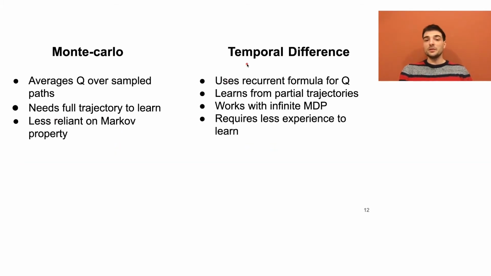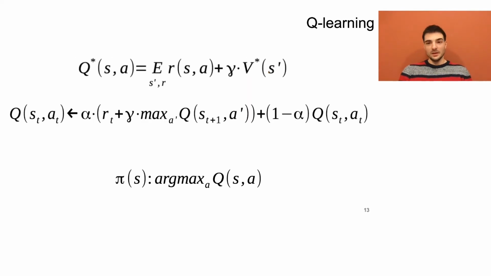While temporal difference uses the recurrent formula for Q, it learns even from partial trajectories. It can work with an infinite MDP. Imagine we still have a Markov decision process, but it has no end, so we can just play this game till the end of time. We cannot sample several trajectories because they have infinite lengths. But temporal difference still will work, and it requires less experience to learn. Once again, here is Q-learning.